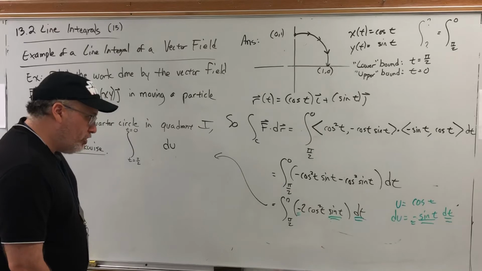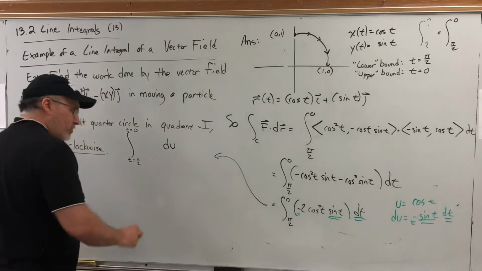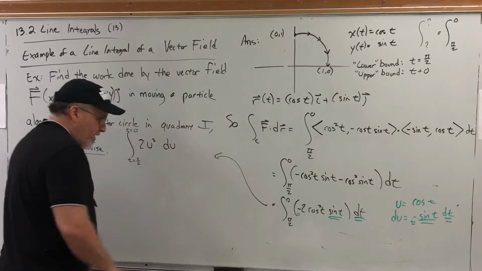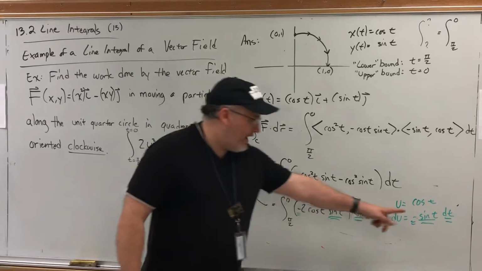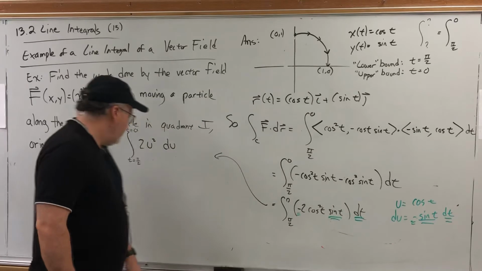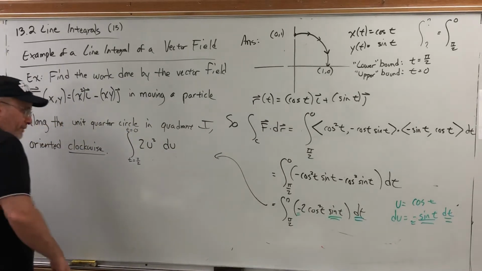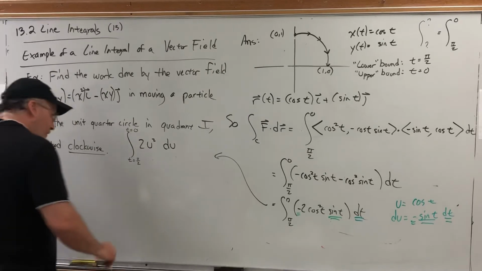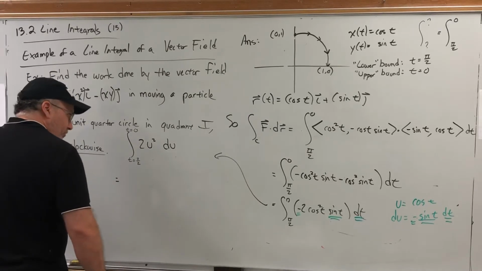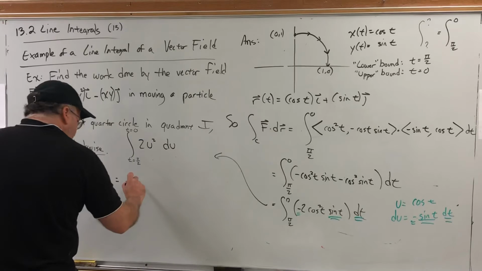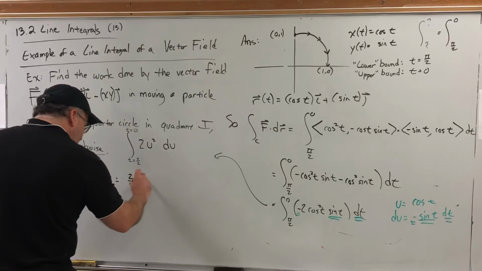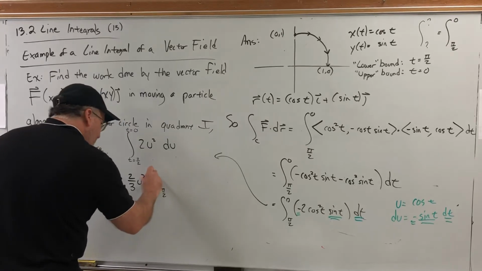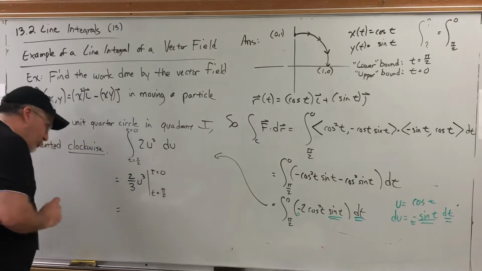Cosine becomes u, but the cosine has a square on it, so it's u squared. Oh, don't forget the 2. I did not need the 2 for the du package, so it's still there. So we have this integral from t equals pi over 2 to t equals 0 of 2u squared du. So the antiderivative of 2u squared is 2/3 u to the third power from t equals pi over 2 to t equals 0.